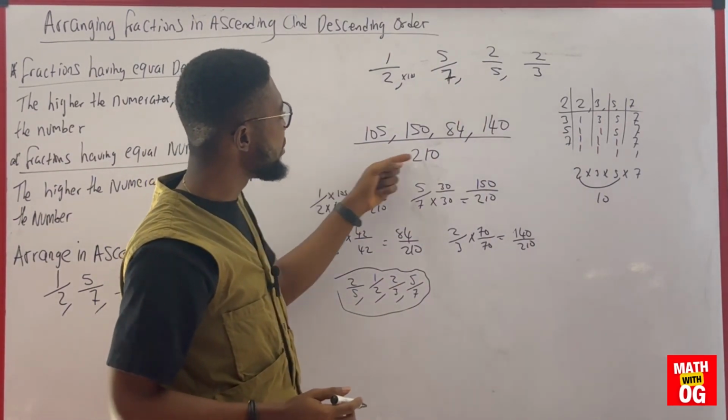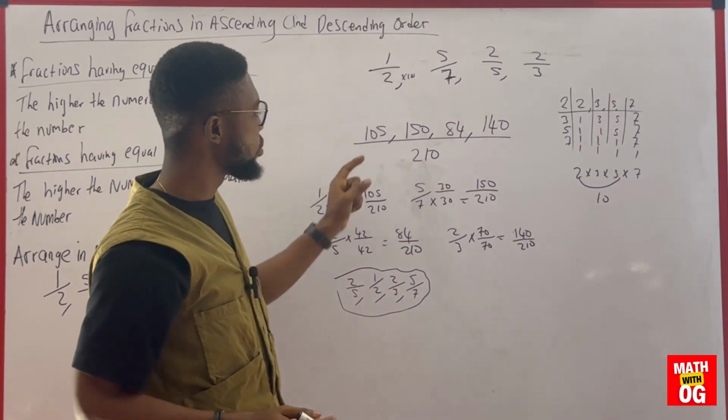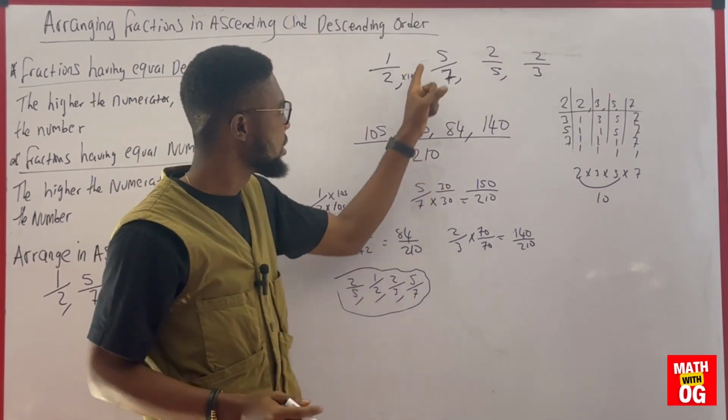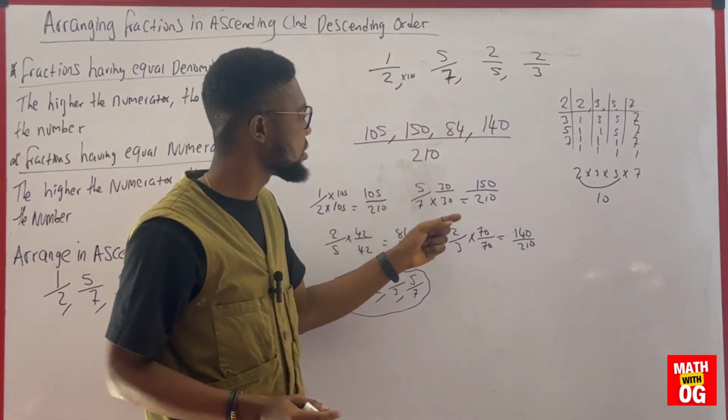So I've simply arranged these to have equal denominators. So therefore 1 over 2 is 105 over 210. 5 over 7 is 150 over 210. 2 over 5 is 84 over 210.